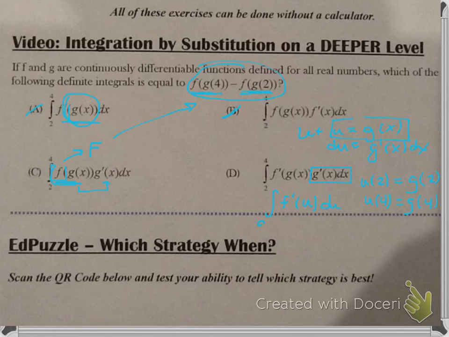So the actual integral would be the integral from g of 2 to g of 4 of f prime of u du. And if you actually go ahead and integrate that, you get f of u evaluated from g of 2 to g of 4, and sure enough, you get f of g of 4 minus f of g of 2. So this might have helped you, it might have confused you even more, but I really wanted to take a look at that idea of, is the function's derivative sitting inside the problem?